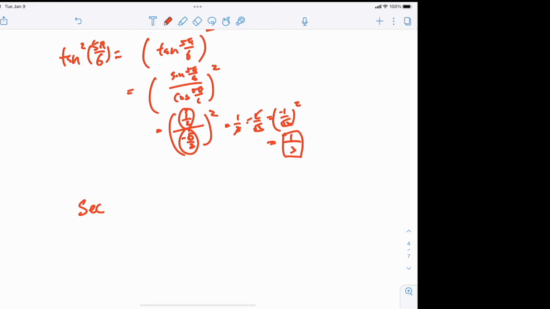What is secant of, I don't know, negative 5 pi over 4? Ilya, you're going to answer this one. Is it 5 pi over 4? Yep.